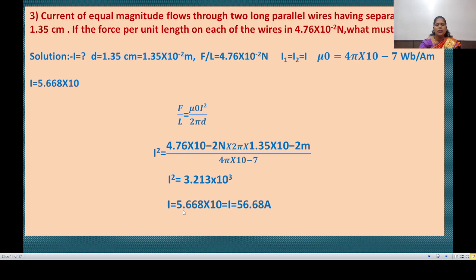So we get the answer of this example: I is equal to 5.668 × 10, so I is equal to 56.68 ampere. That is the answer of this example. I is equal to 56.68 amperes.